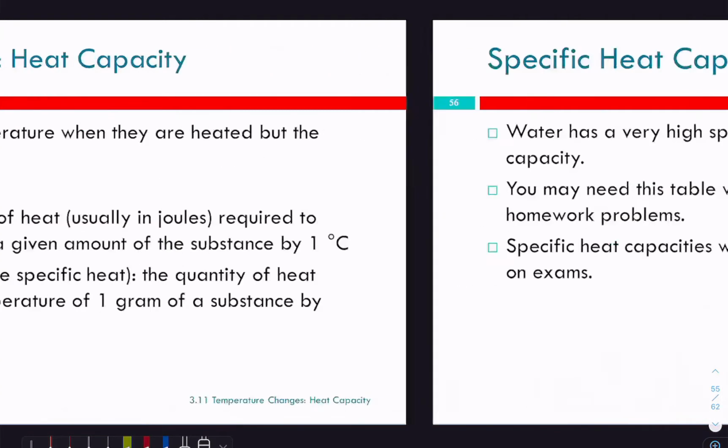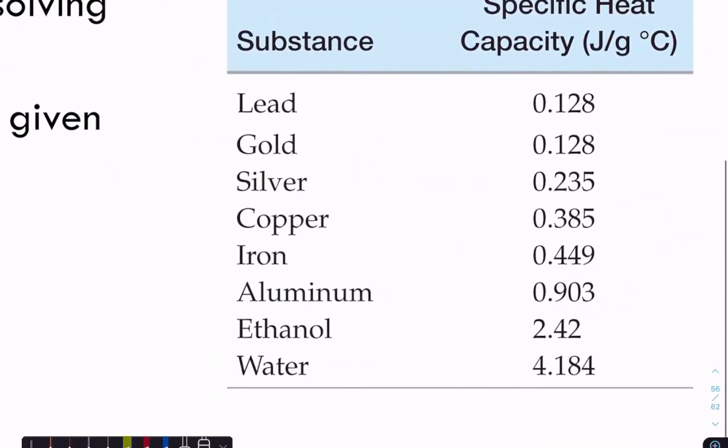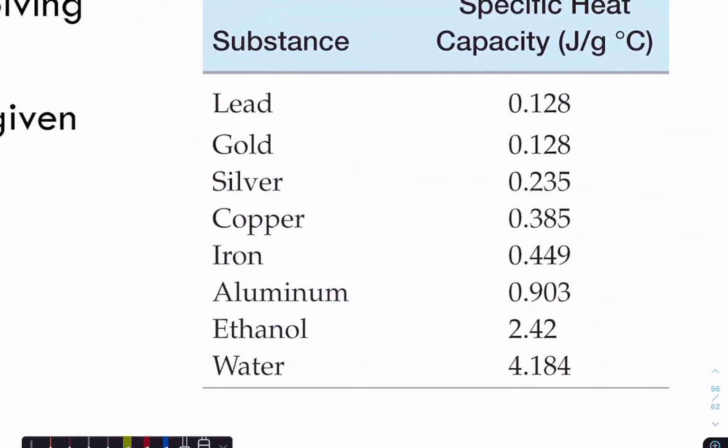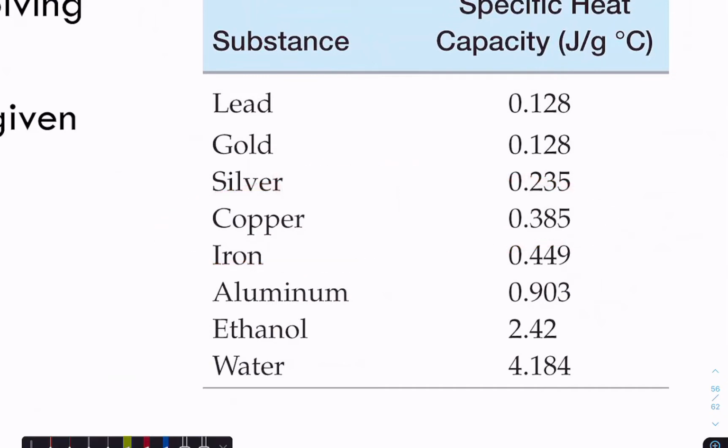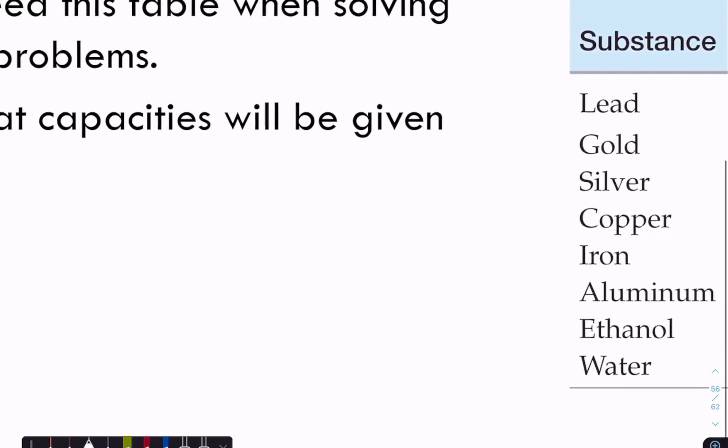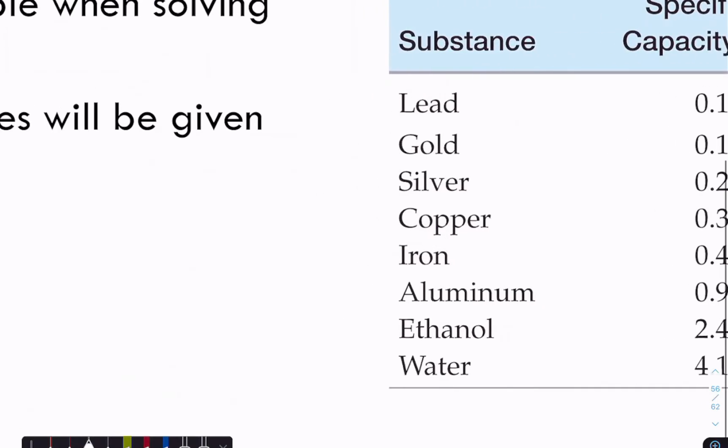Alternatively, if you took something like a copper pan and you wanted to heat it up, it's going to require more than 10 times less energy to heat up the copper than it is the water. So let me do a little mathematical demonstration. Let's say that we have a copper pan, and let's say it weighs 1,000 grams.